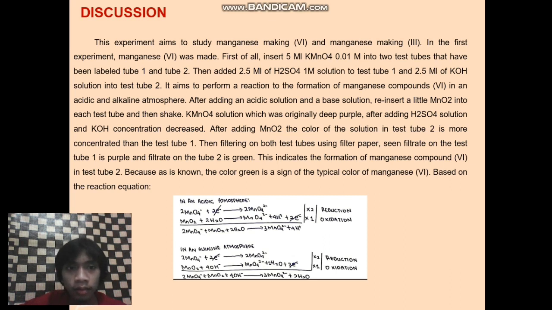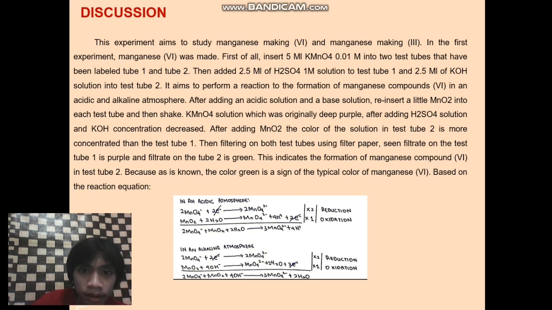Next, discussion. This experiment aims to study the making of manganese 6 and manganese 3. In the first experiment, manganese 6 was made. First of all, insert 5 ml of 0.01 M KMnO4 into test tubes that have been labeled tube 1 and tube 2. Then add 2.5 ml of 1 M sulfuric acid solution to test tube 1 and 2.5 ml of KOH solution to test tube 2. It aims to carry out a reaction for the formation of manganese 6 compound in acidic and alkaline atmospheres.